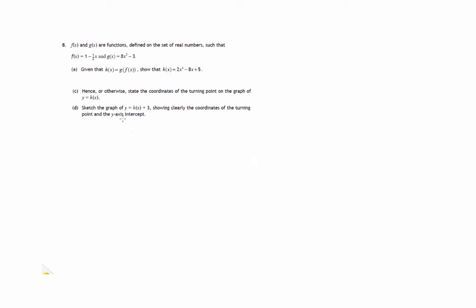And finally then, part D, we have to sketch the graph of y equals h of x plus 3. So we're looking at the graph 2 lots of x minus 2 squared minus 3 plus 3. Remember, this part of it was what we'd found h of x to be. Well, negative 3 plus 3 is 0, so we're looking at a graph twice x minus 2 all squared. And we're wanting to sketch that graph.